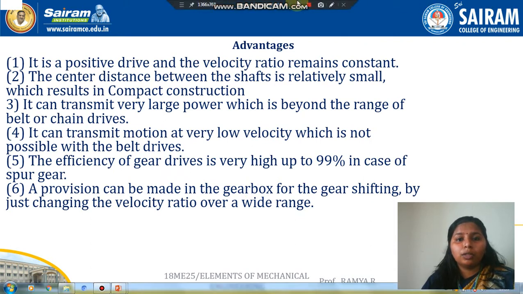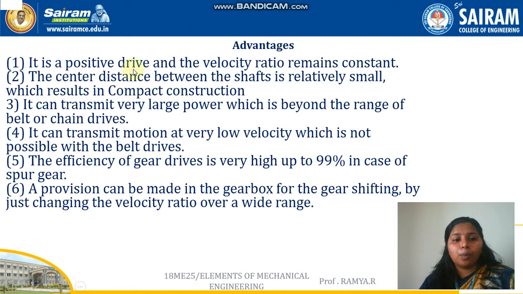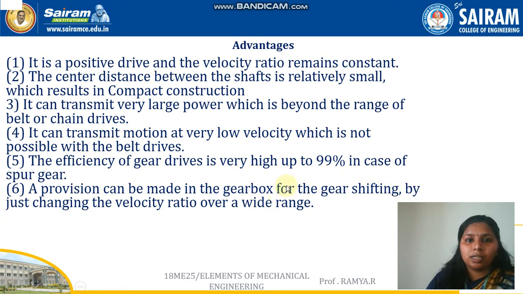So the next one is about advantages of gears. It is a positive drive and the velocity ratio remains constant. The center distance between shafts is relatively small, which results in compact construction. It can transmit a very large power which is beyond the range of belt or chain drives. It can transmit motion at a very low velocity, which is not possible with belt drives. The efficiency of a gear drive is very high, up to 99% in the case of spur gears. Provision can be made in the gearbox for gear shifting by just changing the velocity ratio over a wide range.